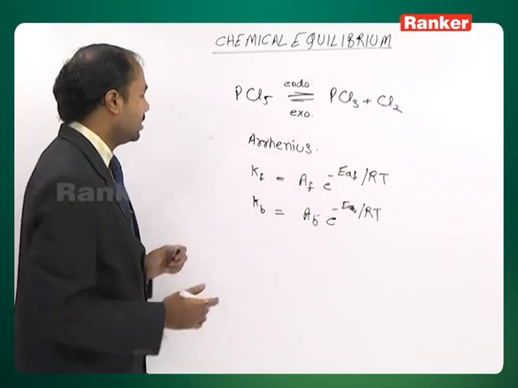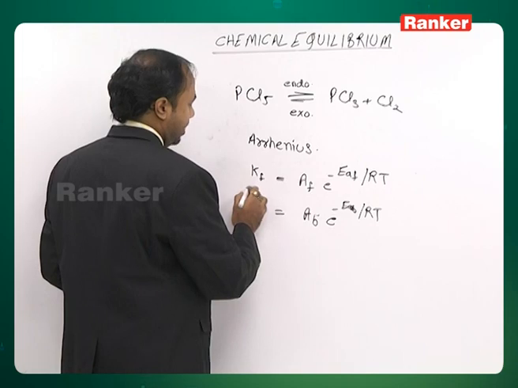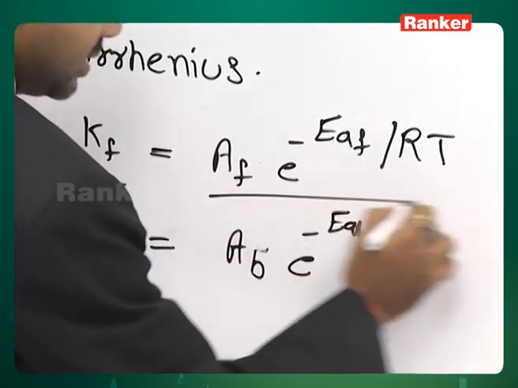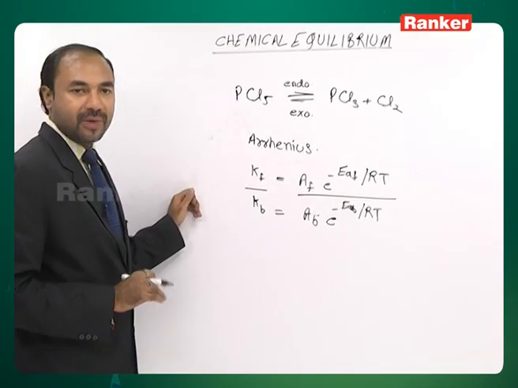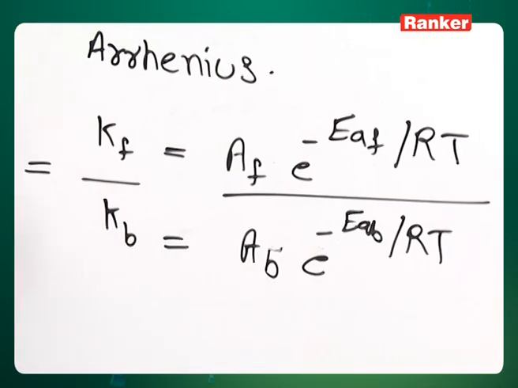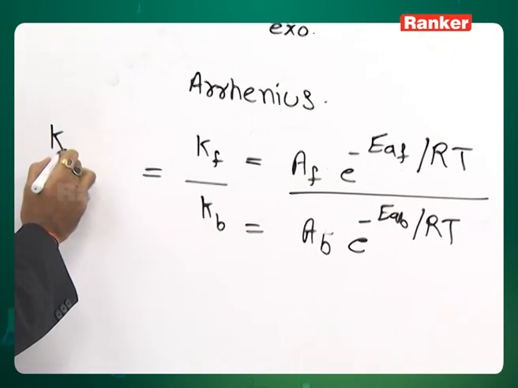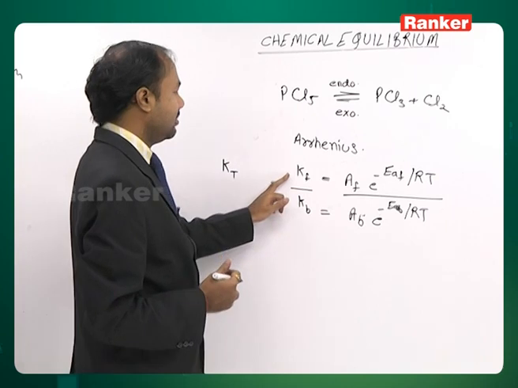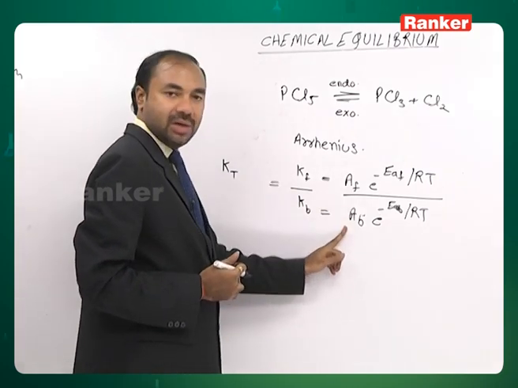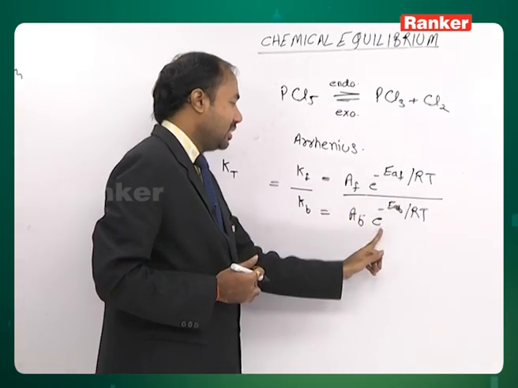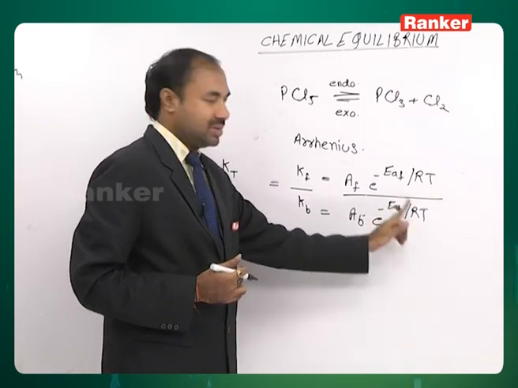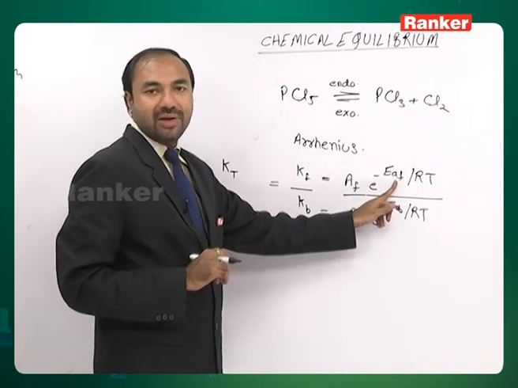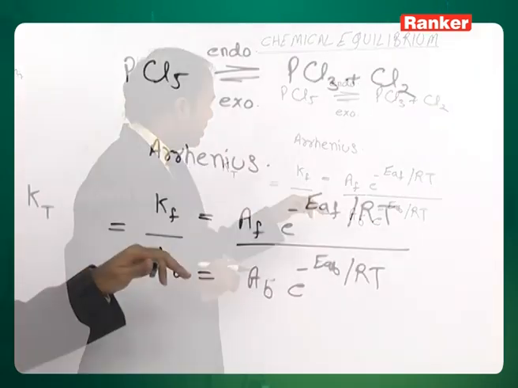Now, as we have seen, the equilibrium constant is nothing but the ratio Kf by Kb. So we divide these two equations, and we get this. This is nothing but the equilibrium constant at temperature T, which I am writing as KT. This will be equal to Kf by Kb, that is Af by Ab, e to the power minus Eaf by RT, over e to the power minus Eab by RT, where Eaf is the activation energy of the forward reaction and Eab is the activation energy of the backward reaction.